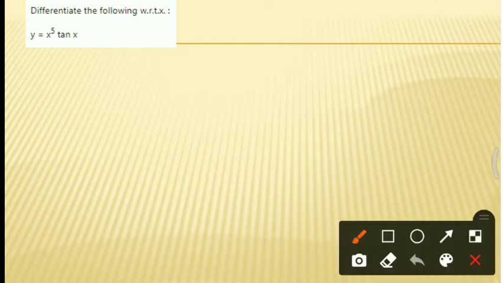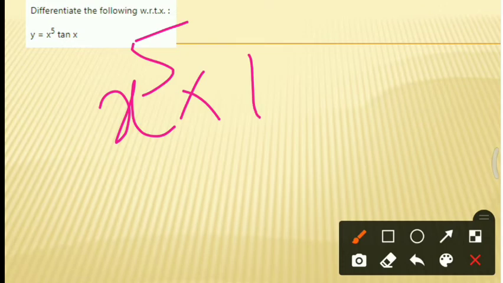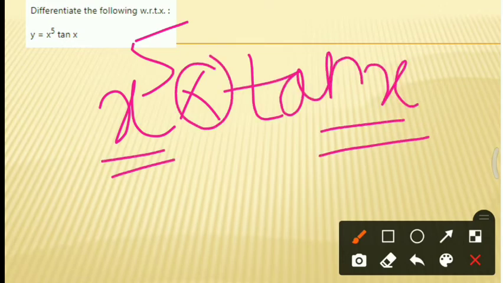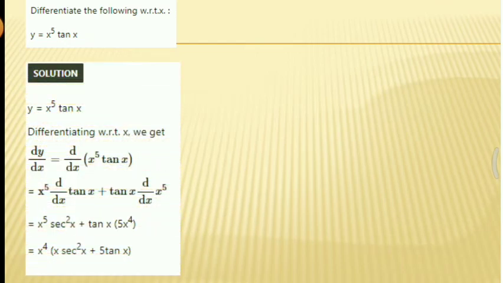Now, the next question is for the product of two functions. Here x raised to 5 and tan x, these functions are multiplied by each other. Therefore, we have to use the UV rule here. Solution: y is equal to x raised to 5 into tan x.